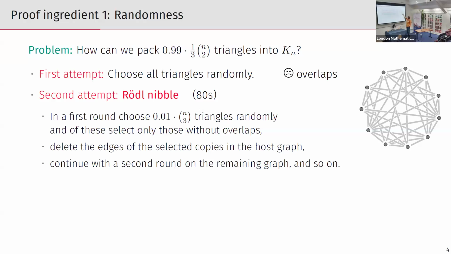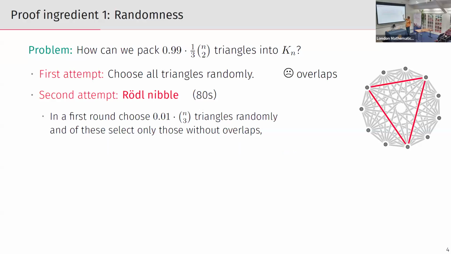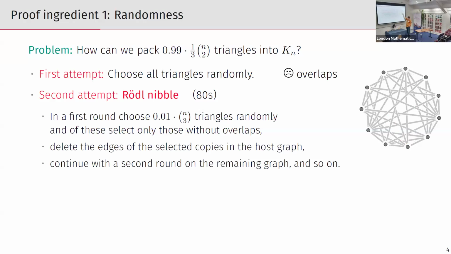Then I delete all these edges and triangles that I selected from my graph. And I get a graph that is not a complete graph anymore. But I have to think later about what I can say about this graph. But I get a graph, and now I want to continue in this graph and do the same thing again in the second round. So again, select triangles randomly, ignore those that overlap, and then delete the rest and so on.